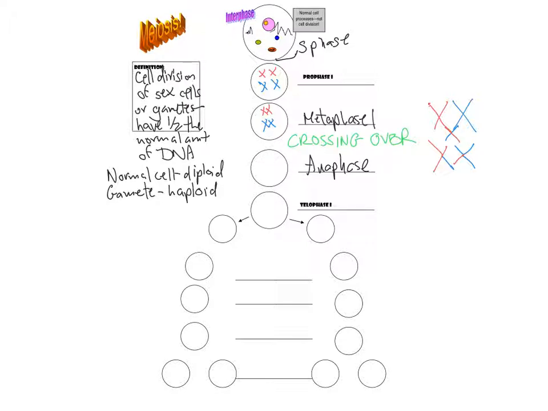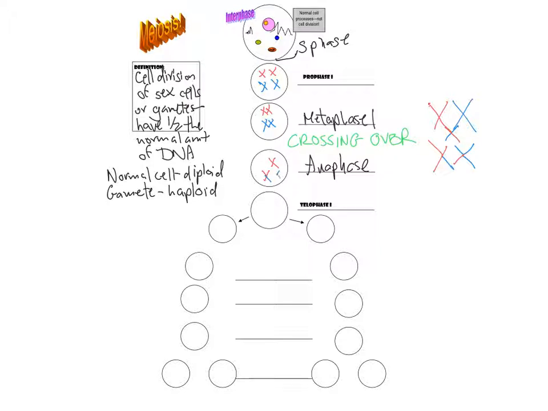This isn't a mutation. This is a natural process that creates diversity. And so it makes it so that your offspring don't automatically get identical genes to their parents. So it's actually kind of cool, and that's why you don't always end up looking just like Uncle Henry when you grow up.